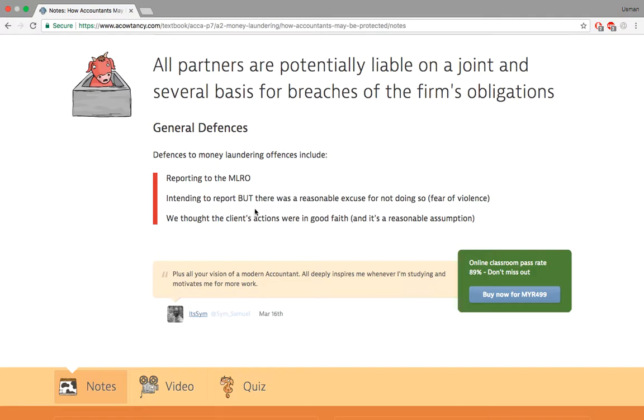Another defense is that you're intending to report, but there's a reasonable excuse for not doing so. Maybe you're too fearful. Maybe you want to report, but you have the right reasons not to. Your family is in danger. Maybe your sister or your siblings, or anybody, is working in that company and is involved in that. Or we thought the client's actions were in good faith.